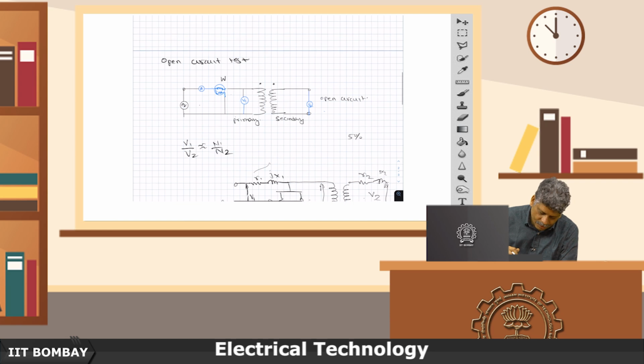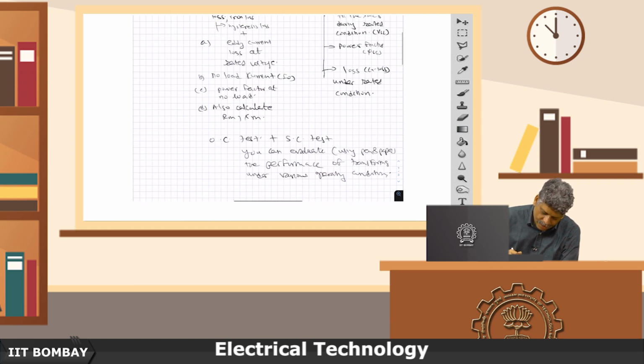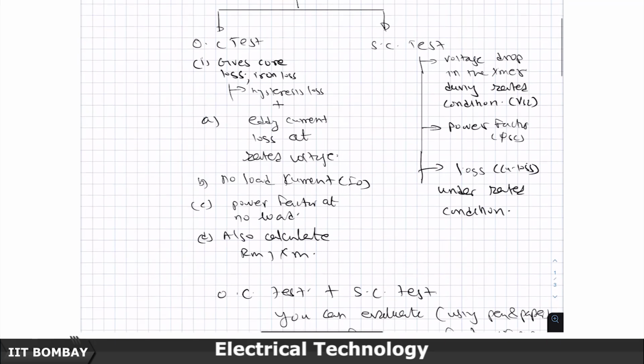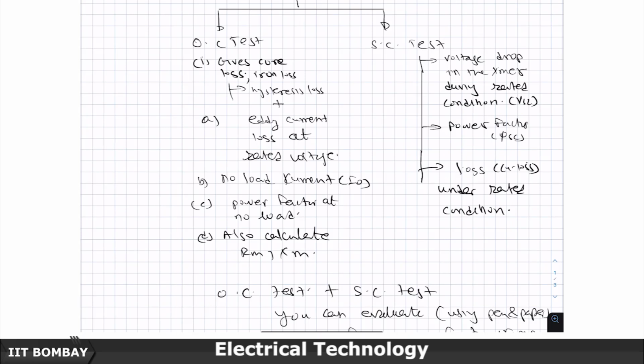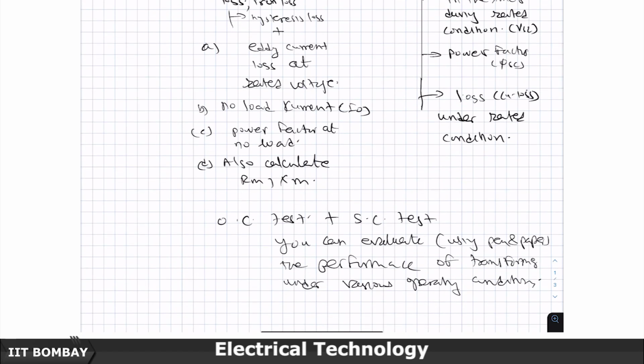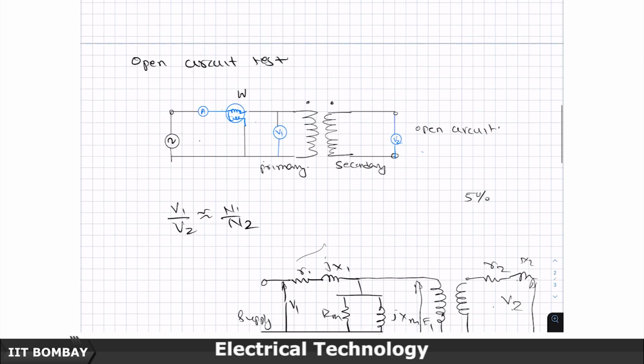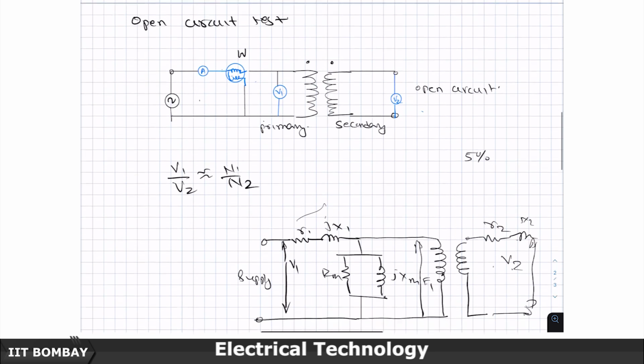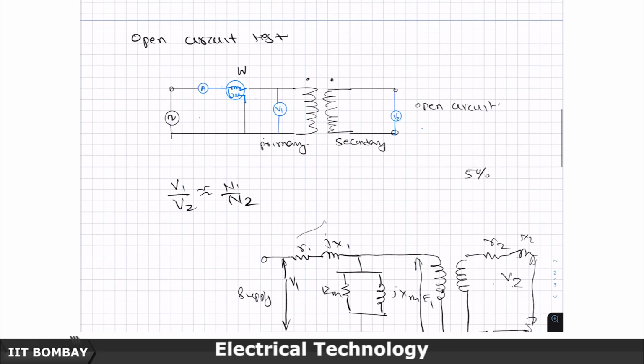So, one part is in fact, I had not listed it here, but open circuit test gives core loss, iron loss A, B, C, D, and I will add E also, which is the turns ratio, N1 is to N2. Okay. Now, you measure, you apply rated voltage to the primary.